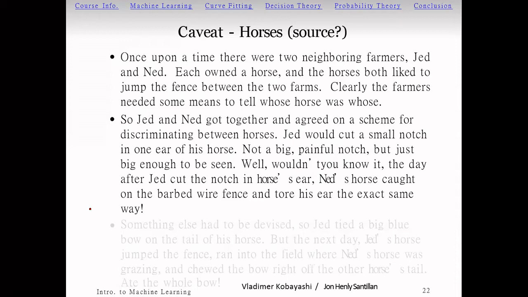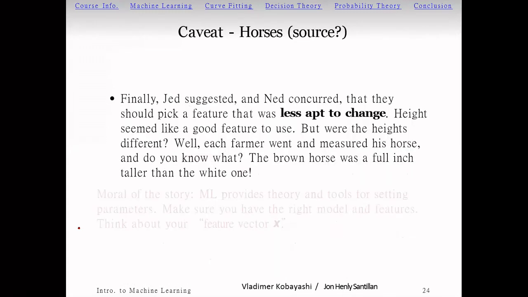So ang ginawa is, what Jed or Bernido did is, he put a big blue bow doon sa tail ng kanyang horse. Yung isa naman walang bow. Okay? Kaya lang ang nangyari is kinain ng horse ni Limpag yung nilagay na bow ni Bernido sa kanyang horse. So nawala yung bow. So ngayon balik na naman sila sa problema, hindi nila ma-identify.